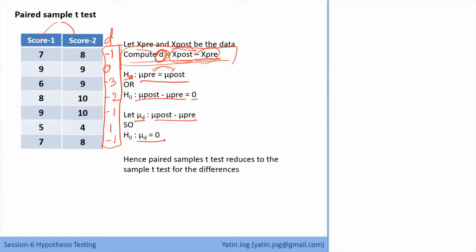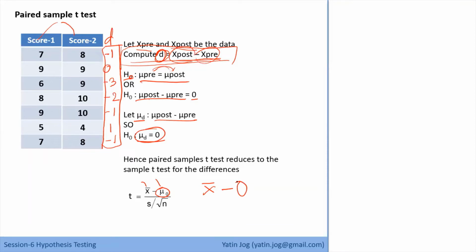Now for this paired sample t-test, if I want to use the formula, what is the formula for t for a single sample? The t statistic for a single sample was x bar minus mu naught divided by s upon root n, that we have discussed. Now in this case, what is x bar? X bar is the mean of the column values. What is mu naught? Mu naught is the H naught value, which is 0.